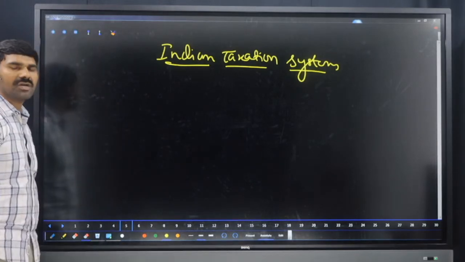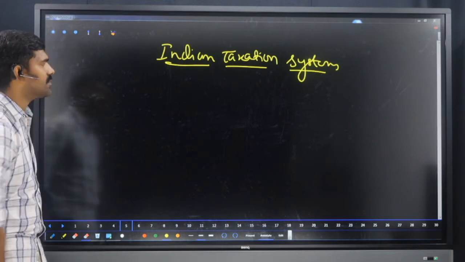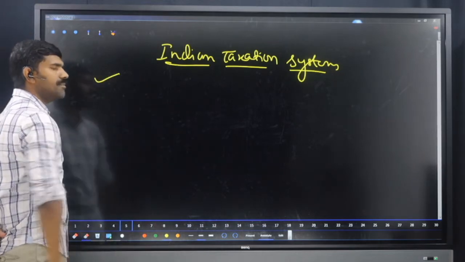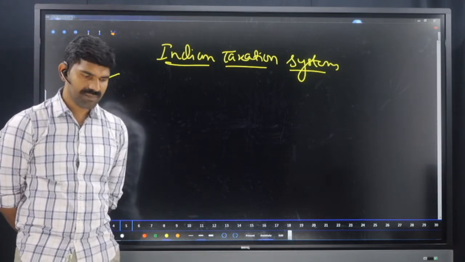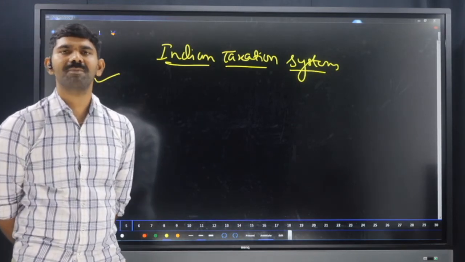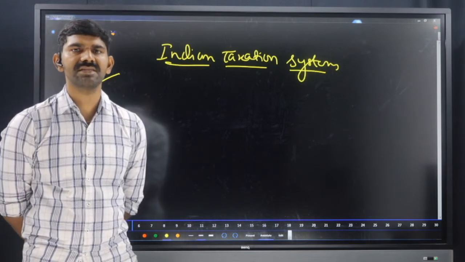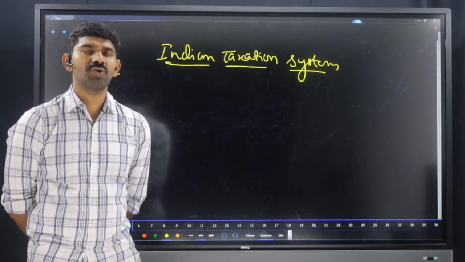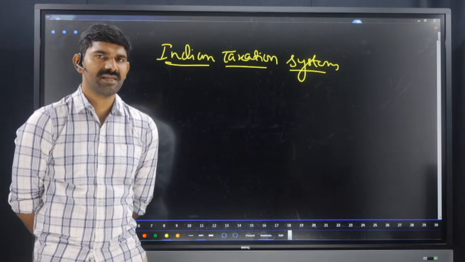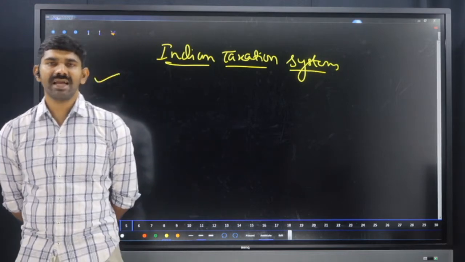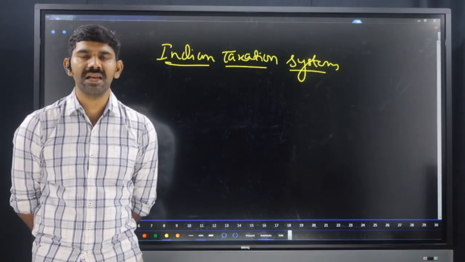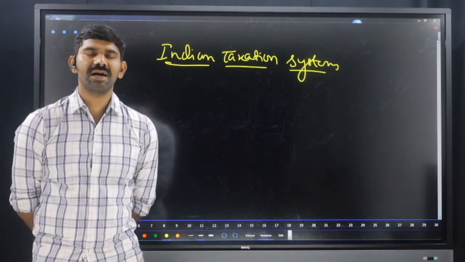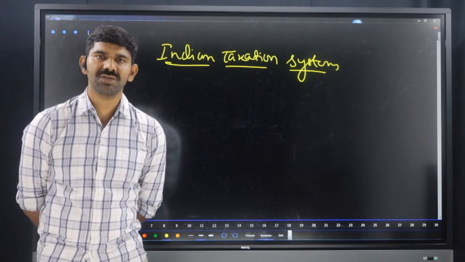Now, when you come to the Indian taxation system, basically remember that tax is a compulsory and legal obligation of an individual towards society. That means tax you must pay compulsorily, under any circumstances. If you don't pay tax, I'm sorry, I'm repeating in English also: tax is something to be paid compulsorily, and if you don't pay tax, you can be legally punished. So it is a compulsory and legal obligation of an individual towards society.